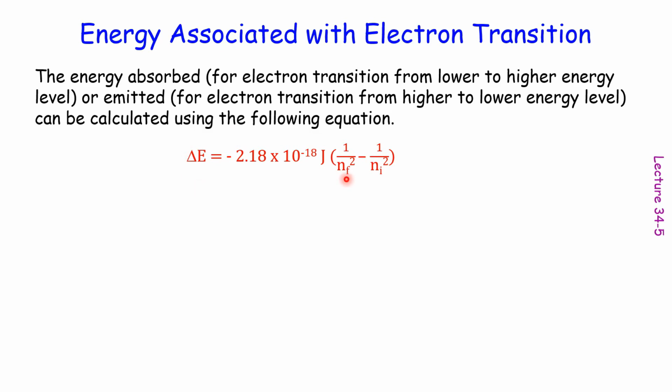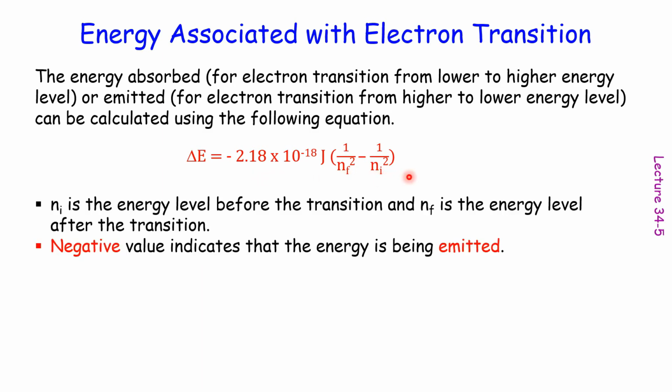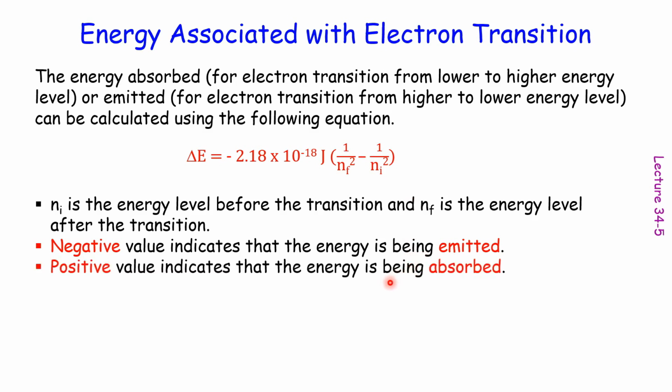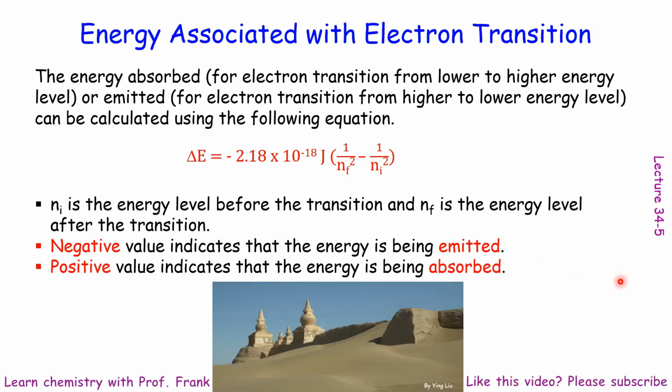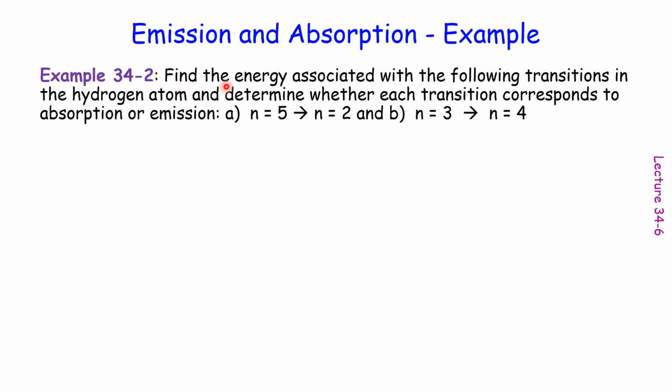Nf here is the orbital after electron transition, and Ni is the orbital before electron transition. If your answer is negative, that means energy is emitted. It's an emission. And positive means energy is absorbed. That should be absorption. Let's work on problems involving emission and absorption. So we want to find out the energy associated with these two electron transitions.